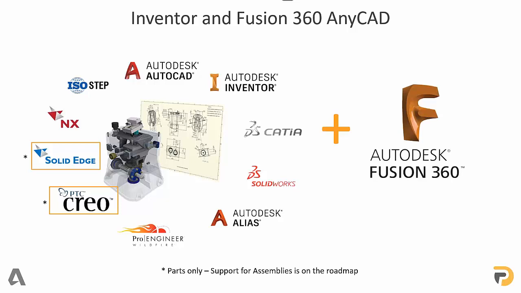Okay, so Inventor and Fusion 360 AnyCAD. This slide really just depicts the file types that are currently available for AnyCAD through Fusion Team. So you can see you've got AutoCAD, Inventor, CATIA, SolidWorks, Alias, Pro Engineer, your typical STEP files, NX. Now you notice I've just put an asterisk next to Solid Edge and Creo because currently you are only able to support the parts and not assemblies, but as you can see, it's on the roadmap.